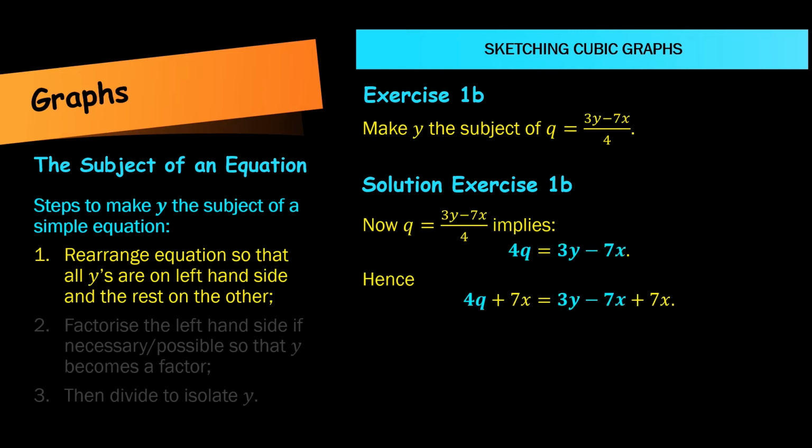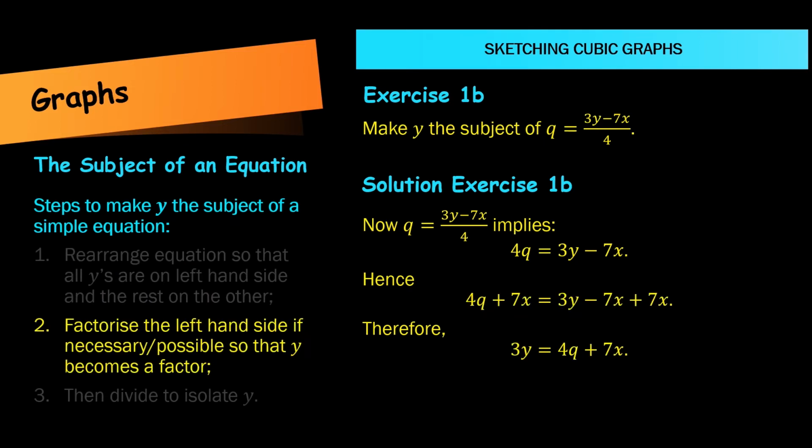And then we add 7x to both sides. This allows us to get rid of the x's, or the non-y terms, on the right-hand side. You might be thinking, well, we were required to put y on the left-hand side, but all we simply need to do is swap sides. So let's carry out this step. And when we do so, we have a 3y, we've put that on the left-hand side, so 3y minus 7x plus 7x equals 4q plus 7x.